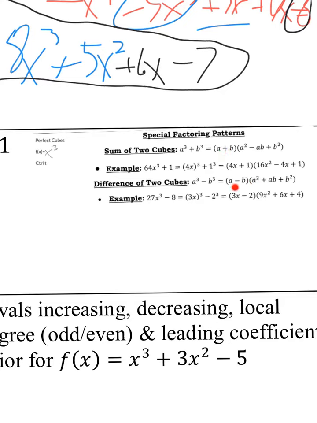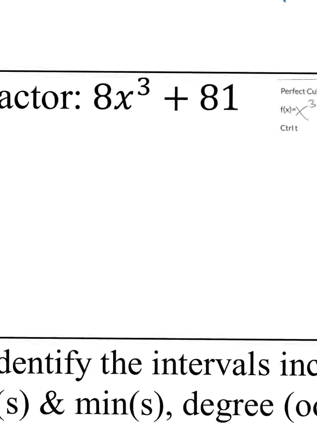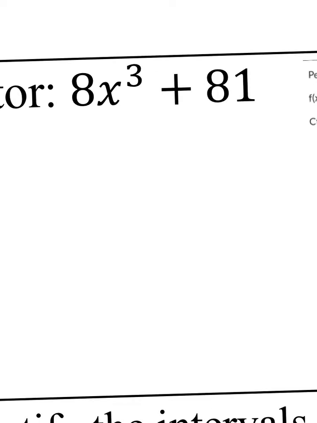After all, it is almost the same thing. This one goes plus, minus, plus. This one goes minus, plus, plus. But you need to write this in terms of two cubes. So this is going to be 2x to the third because 2 cubed is 8. And then 81 expressed as a cube.